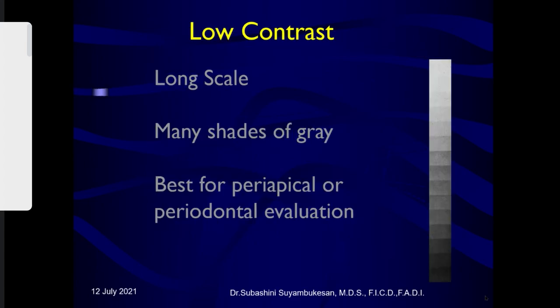But when you say low contrast, that means the gray scale is more. You have multiple shades of gray. So for any periapical pathology or for periodontal evaluation, it will be easy to know. Understood, students? Again, this is a very important OSCE question. What is high contrast, low contrast? What is long scale, long gray scale? What is short gray scale? Clear? And these are the questions which are often asked for other competitive examinations also. Remember, there are more radiology questions which will be asked in your competitive examinations.